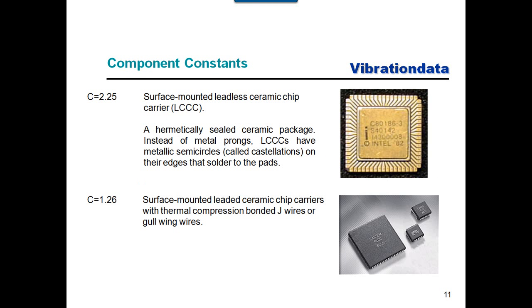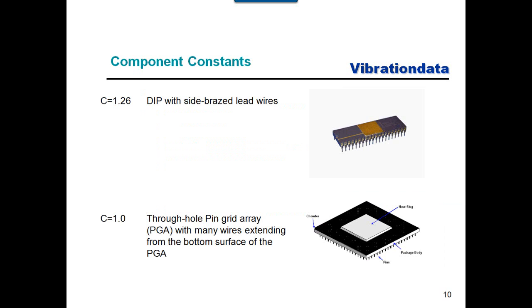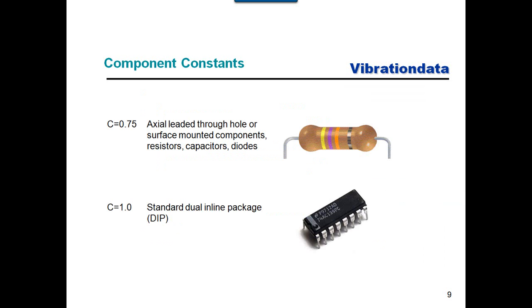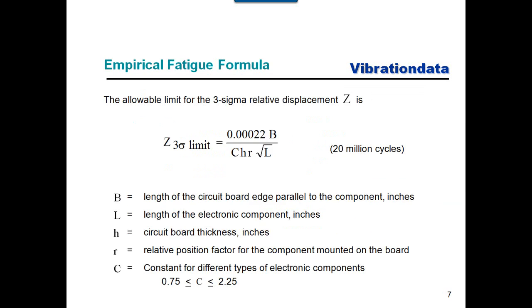Now, if you have a piece part that just isn't in this listing here, or it's something brand new, totally different than anything that's been done before, just be conservative and set C equal to 2.25. And hopefully, even with that conservative assumption, you'll show that you have plenty of margin so that there's no need to worry or fret any further.